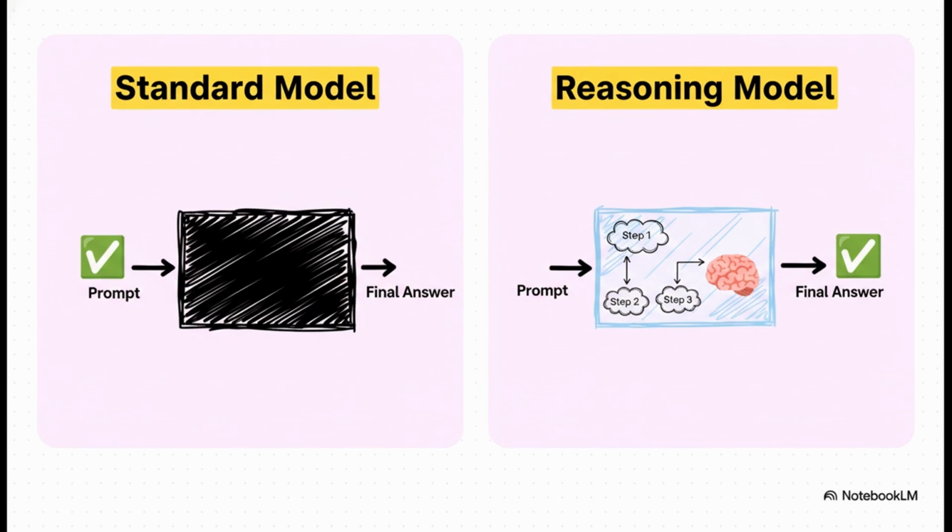A standard model just gives you the final answer. It's a total black box. But a reasoning model? First, it streams out its entire internal monologue, its step-by-step thinking process, before it gives you the final answer. You finally get to see the why behind the what.